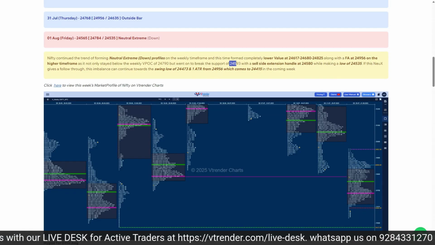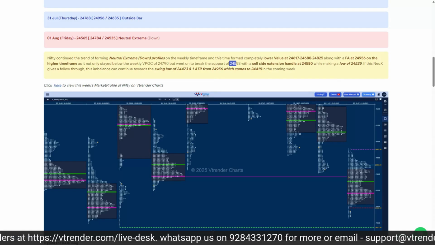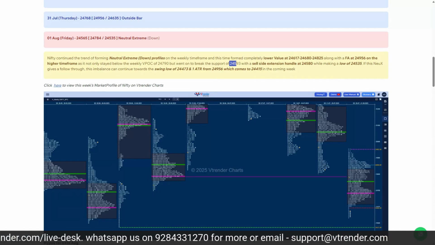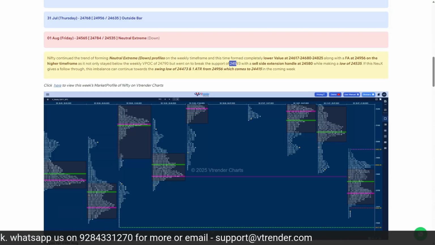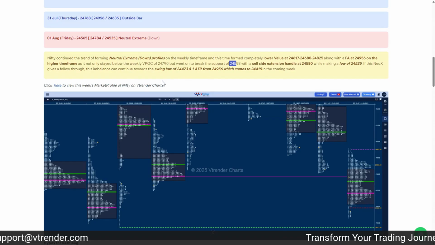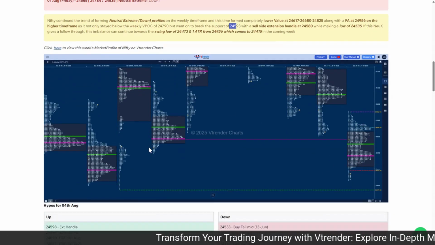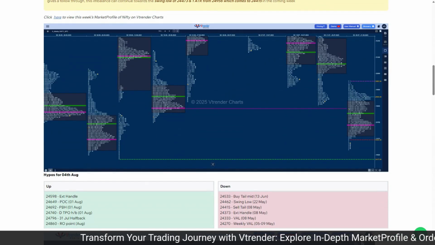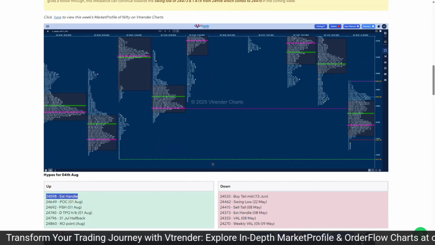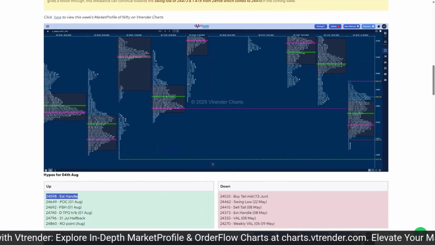So just like on the monthly time frame, we saw that 25317 buy side extension handle being negated by a sell side one at 25331. Similar thing happened in Nifty spot on Friday, where we got a sell side extension handle at 24598. So that was our reference on the upside for today, and that was also our first bullish hypo. So we wanted the Nifty to remain below this for a test of these lower levels.